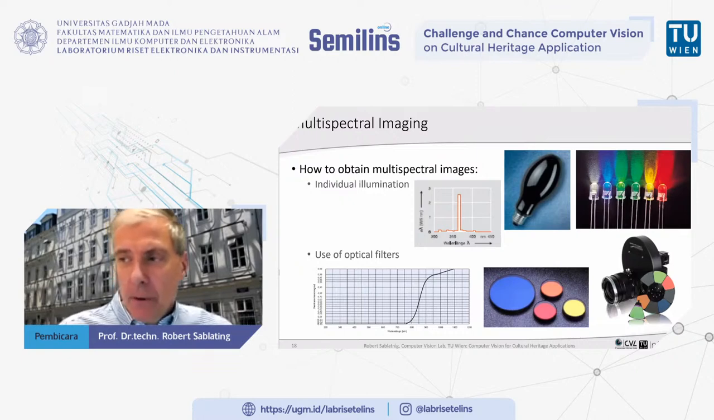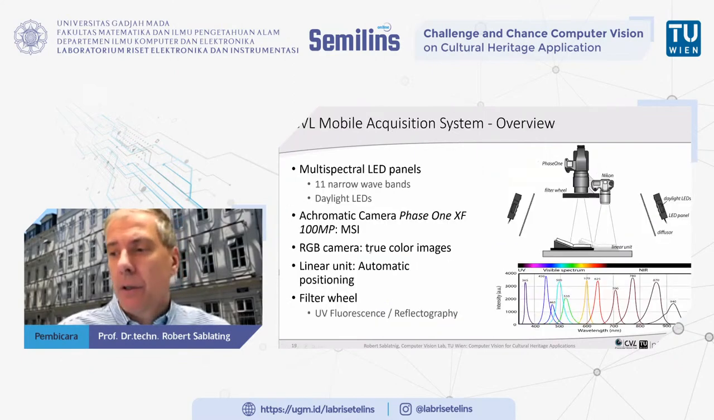Of course, every method has its drawbacks and benefits. This one has the benefit that it's very fast, because you can quickly switch between the light sources. However, the LED illumination does not always cover all bands, as we will see. With filters, it's a little bit better. So you can tune your filters such that you have all bands in your spectrum. However, changing the filters using the filter wheel takes time, and therefore the acquisition time is heavily increased using this kind of filters.